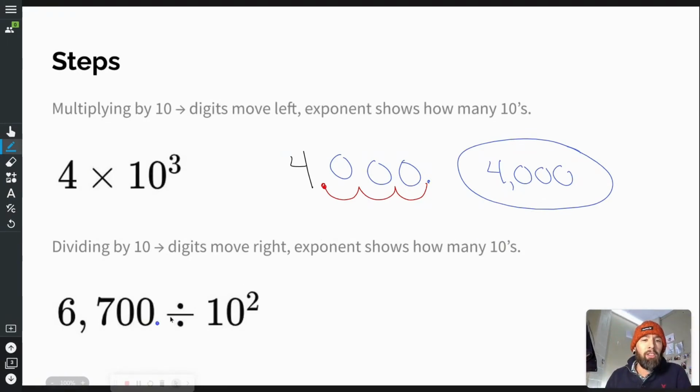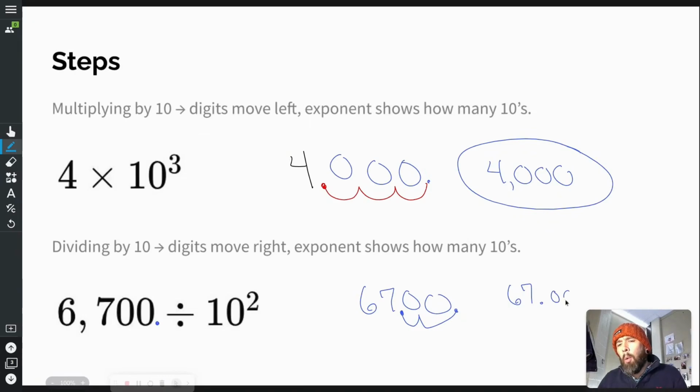Now, when I divide by 10 to the second power, my number is getting much, much smaller. So I go to where my decimal should be. In fact, let me go over here. 6,700. I'm going to put my decimal where it should be. And since I'm dividing, I'm going to the left, 1, 2. Now my new decimal would be there. So this would be 67.00. But we know if there's zeros to the right of the decimal, you don't need them. So that's just 67.